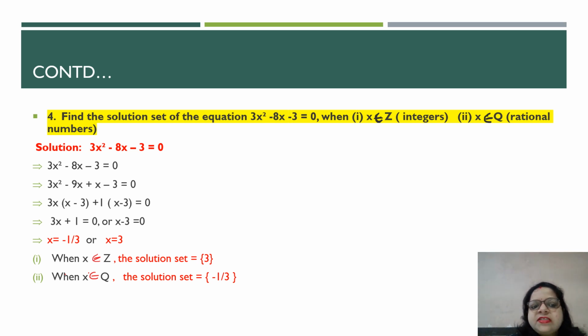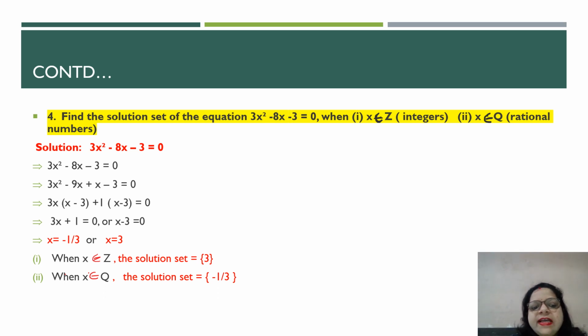By taking 3x common for the first term, and 1 common for the next term, we have got in both the cases x minus 3, and one more bracket, that is 3x plus 1 is equal to 0, or x minus 3 is equal to 0. Therefore x is equal to minus 1 by 3 or x equal to 3.